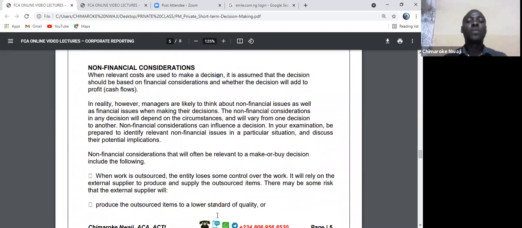So when we've discussed the financial consideration, you've seen which one is cheaper to do, which one is better for us. Non-financial consideration will be used to judge if we are really going to do that. When relevant costs are used to make a decision, it is assumed that the decision should be based on financial consideration and whether the decision will add to the profit or cash flow.